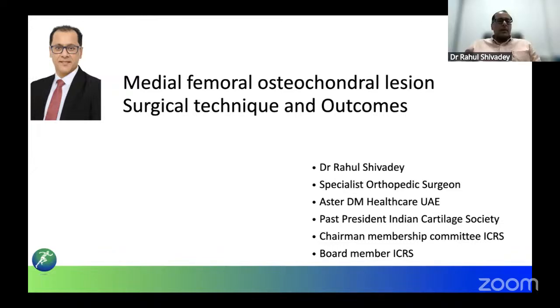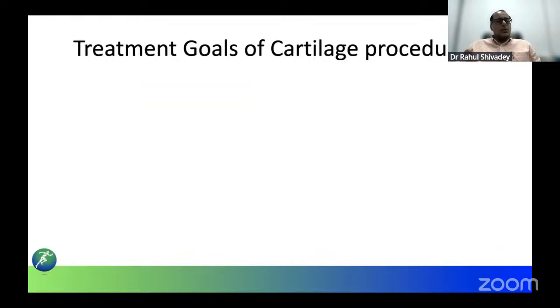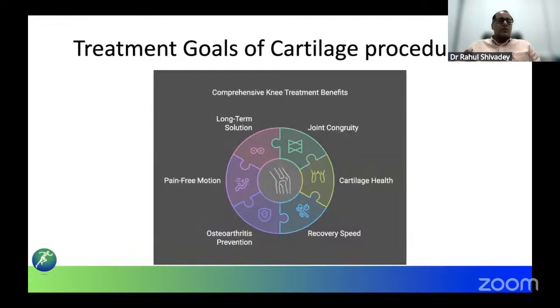So let me begin. It is osteochondral lesions, the surgical techniques, the outcome and the indications. As we all know, the treatment goal of any chondral or cartilage procedure, to get a comprehensive long-term benefit, is to have a long-term solution. Joint congruity has to be maintained. The cartilage health has to be looked after.